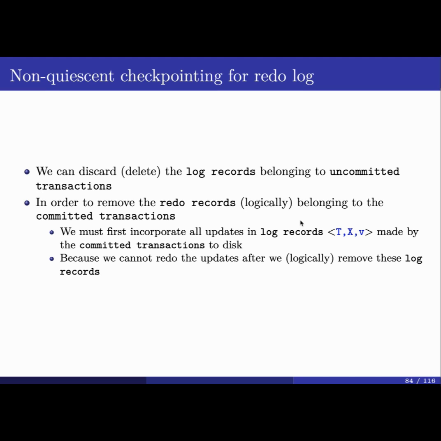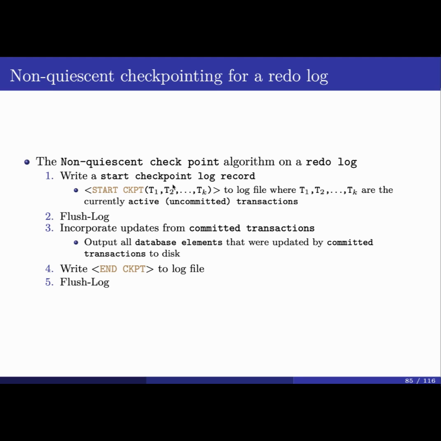Okay? So how can you do that? Again, the same structure or procedure as at the beginning. It looks like you have two new entries. The first one we call the start checkpoint, and the other one we call the end checkpoint. For the start checkpoint, you need to list all the active transactions. That means uncommitted transactions still running at that time. Then I need to flush the log. This is optional.